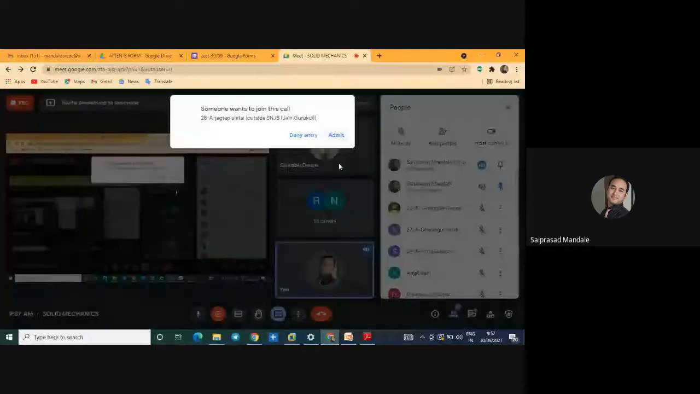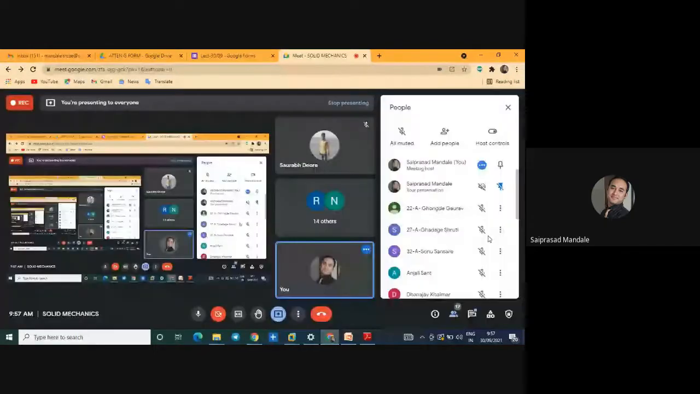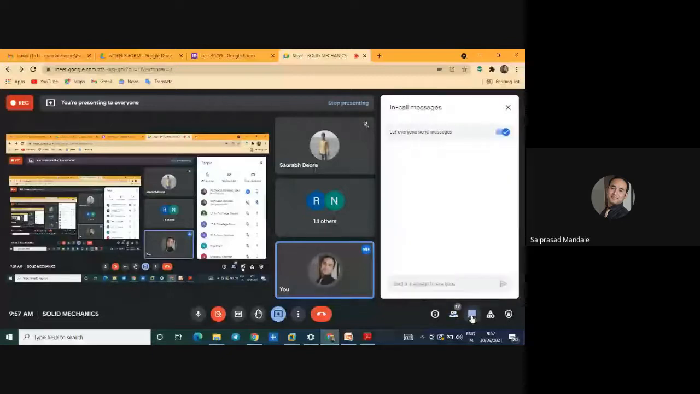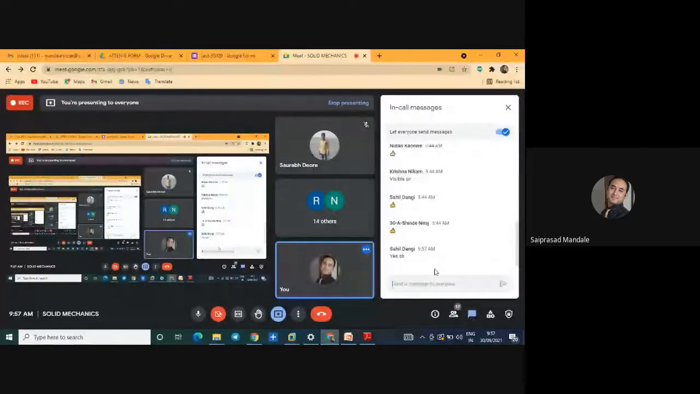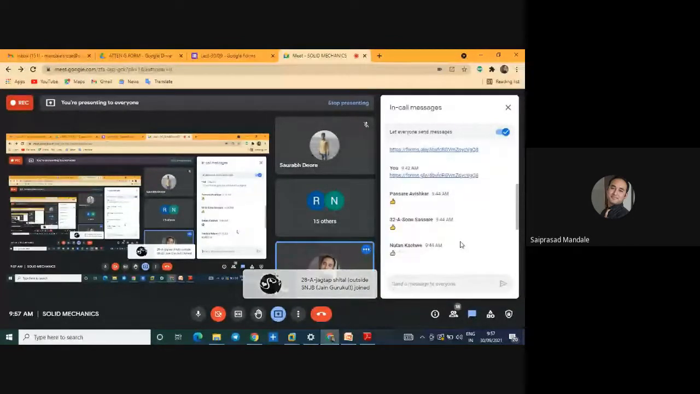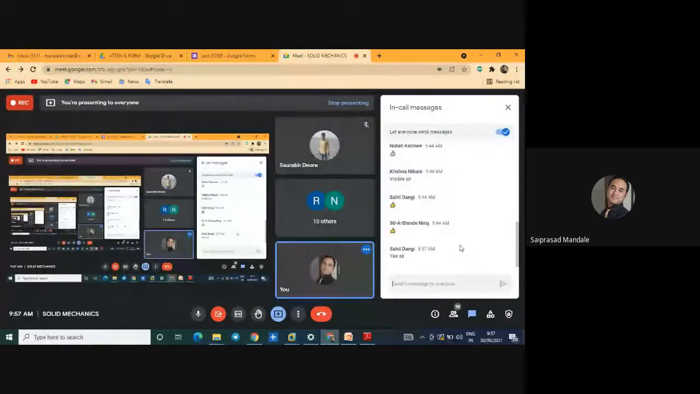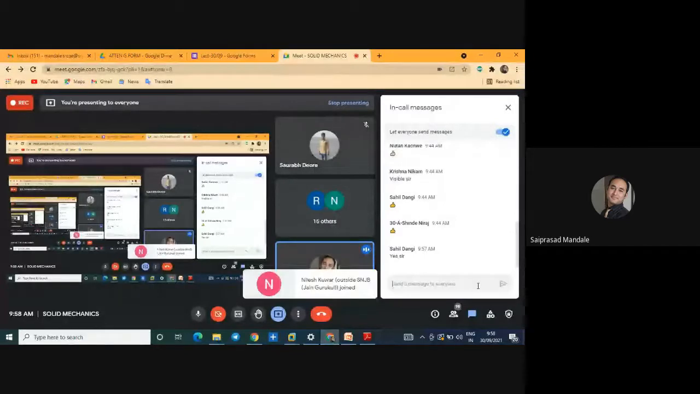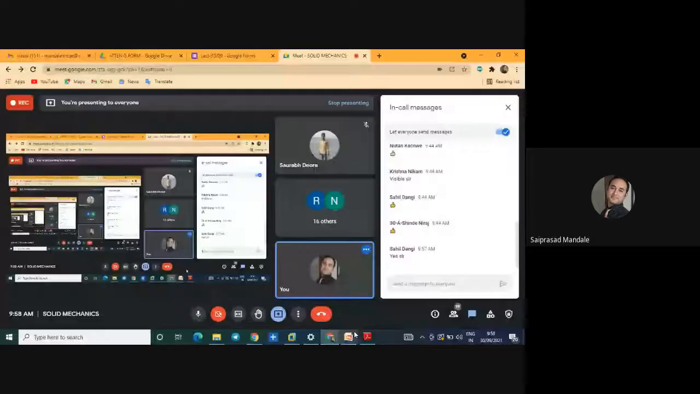What do you understand about the neutral axis? Sahil, Neeraj, Saurabh, Krishna, Sonu, Nutan, Pansare. What do you mean by neutral axis? Neutral axis is the axis, or a layer, on which no compression and no tension is observed. It is completely neutral. Neutral axis is the axis where there is no tension or compression.